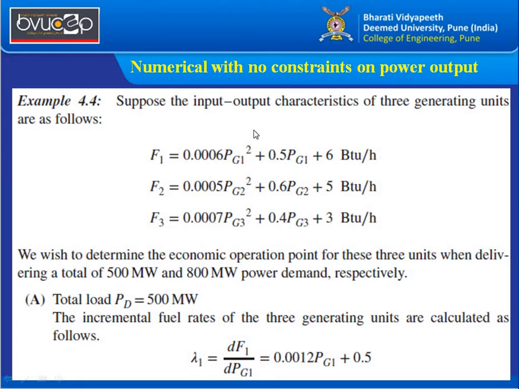That is why the digits, you can see it is 0.0006. It has to be a very significant digit. It has to be the floating digit as well. Whatever the actual value is, without considering fewer digits, you consider more digits to achieve accuracy in the output. So if we consider lambda 1, that is df1 by dpg1, the derivative of this particular equation with respect to pg1. So we get 0.0012 pg1 plus 0.5.